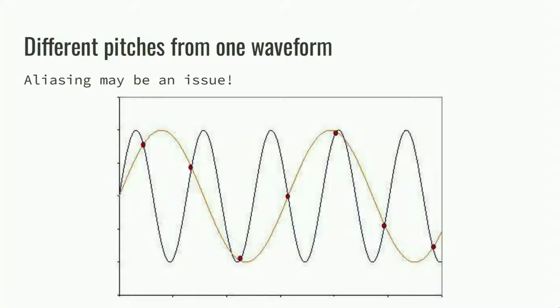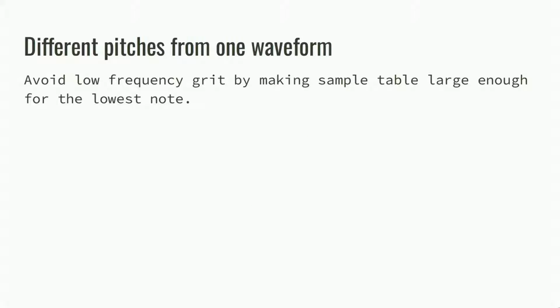And so if you're doing different pitches from one waveform, you might have trouble with aliasing. So you kind of want to use a pretty high sample rate for your initial waveform. The Nyquist frequency is a thing. So make your sample table large enough to avoid having problems with lowest notes, because the lowest notes are the ones where you're going to be stretching that out, repeating samples. So C0 is 16.35 hertz.